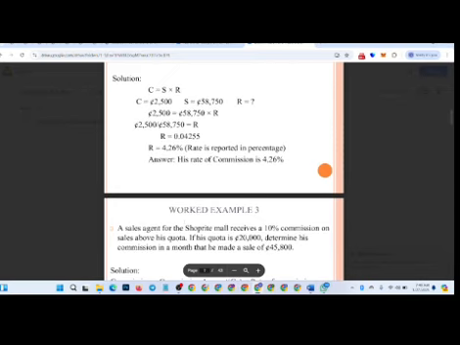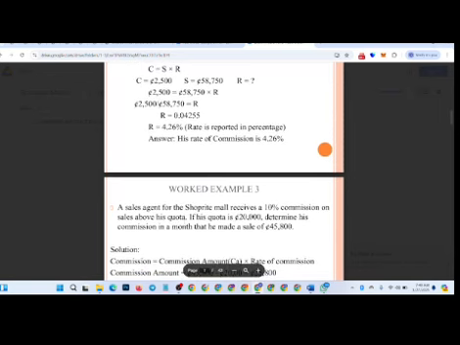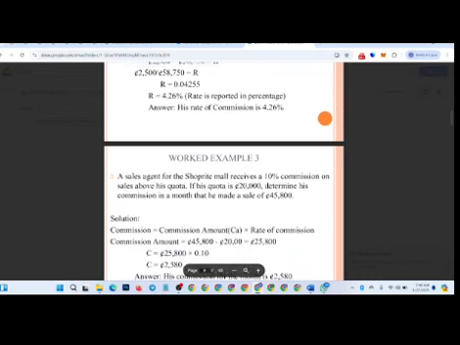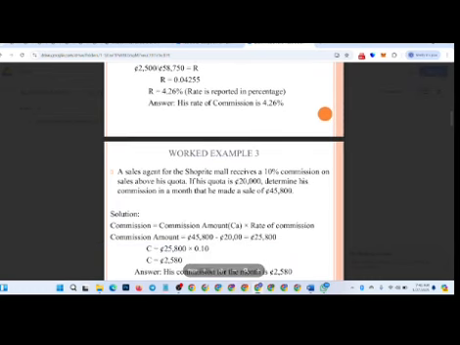A sales agent for the Shoprite Mall receives a 10% commission on sales above his quota. Yes, this one, I'll solve it with you. So this one, a quota is being mentioned. If his quota is 20,000, determine his commission in a month. He made a sale of 45,800. So in this case, we are going to use formula 2, which has to do with commission amount times rate of commission. So you write the formula down, CA times R.